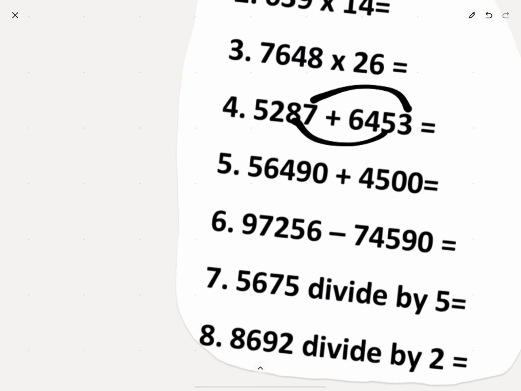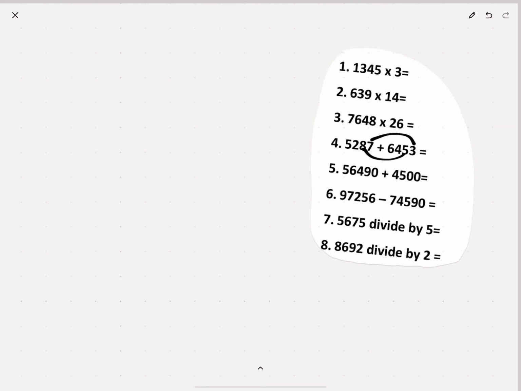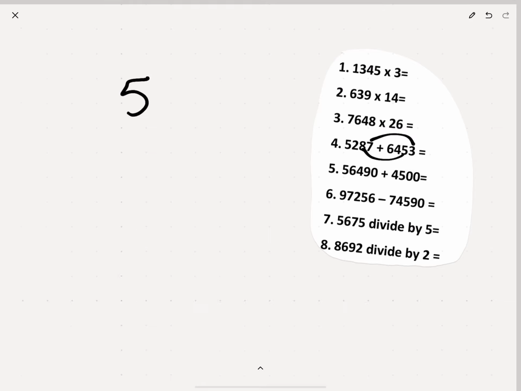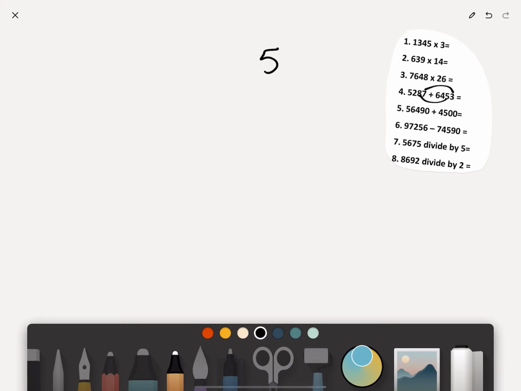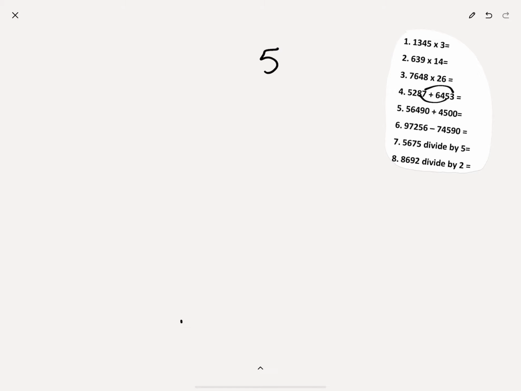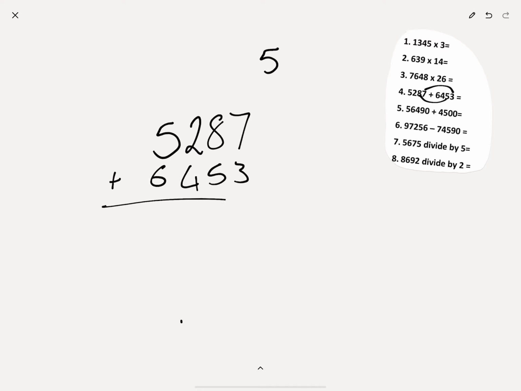And the 5,000 and the 6,000 are going to be a carry. So it's probably much easier for me to just write it out, column method, than bother trying to keep track of all those carries. What's the point? 5,287 add 6,453. Again, making sure they stay in their place value column is really important.